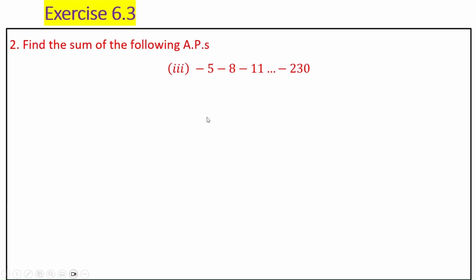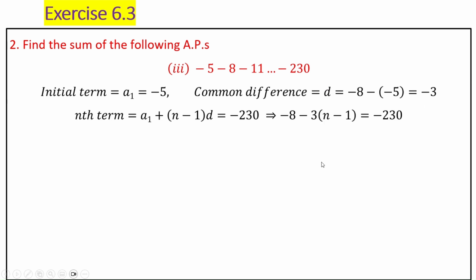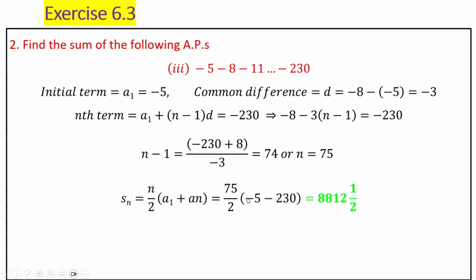Okay. The other series is minus 5, minus 8, minus 11 up to minus 230. Same way, a1 equal to minus 5. Common difference is minus 3. From the nth term equation, I can get n equal to 75. So the total is 8812 and a half. The sum of the arithmetic progression is 8812 and a half.